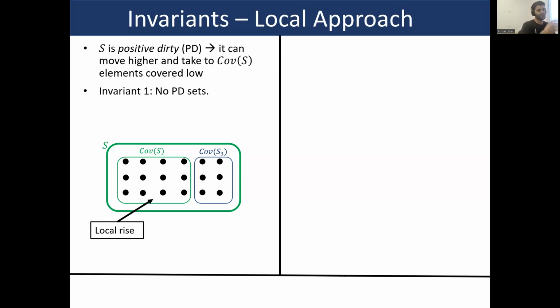So as long as a set can raise a bunch of elements that are at a low level to a higher level, and then that newly created cover set will be clean, then it is called positive dirty. Our invariant is that there are no positive dirty sets, because once such a set exists, we do a local rise, meaning we create that set at a higher level.